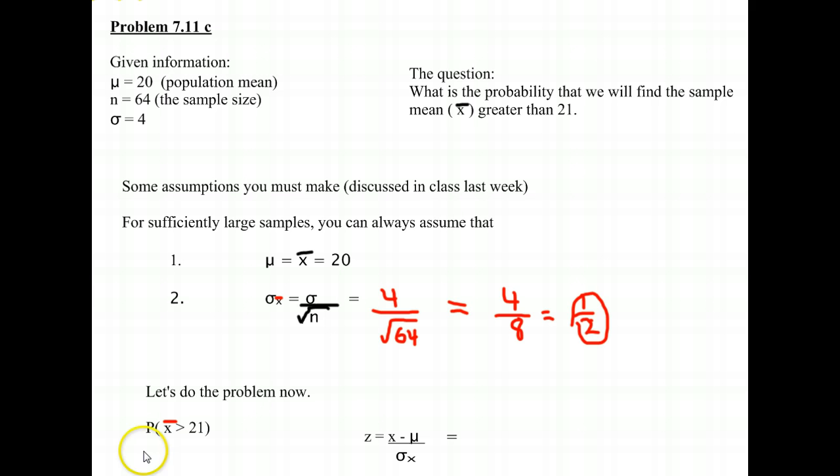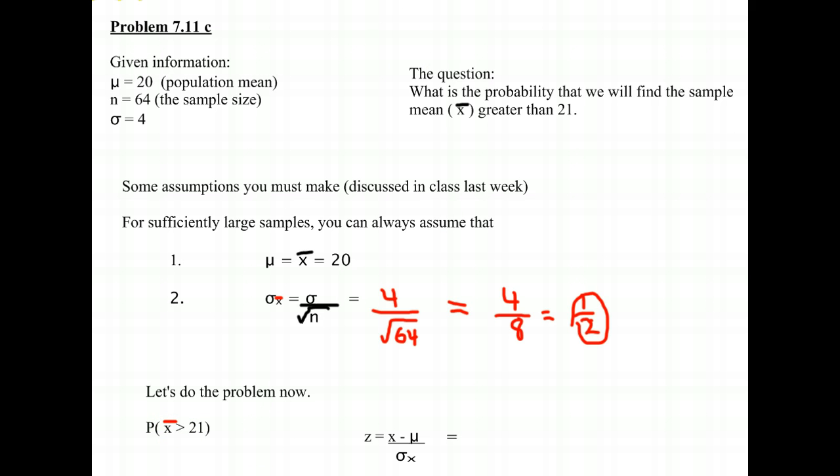The question is asking us, what is the probability, here it is, I'm pointing to it on the top right, that we will find a sample mean x bar, right, that's sample mean, greater than 21. So we just put that into our probability form, and now we're going to convert this x bar value, the 21, to a z-score. Okay, ready? Here we go.